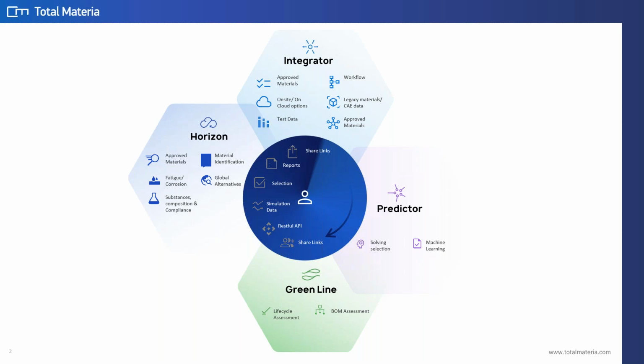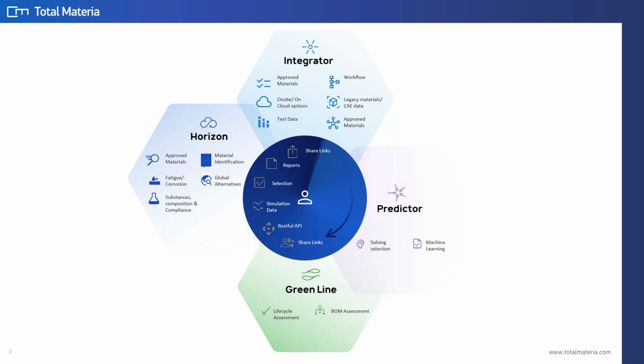However, we also have some other solutions as well. First of all, our Total Materia Integrator. This is our private data management solution for organizations. So a lot of companies out there have their own material information, which they sometimes keep on Excel sheets or PDFs or their own private databases. But we have something called the Integrator, where you can add all your test data, your CAE data, your legacy materials. You can also approve the materials that the engineers are allowed to use. This will really help you with the internal workflow as well.